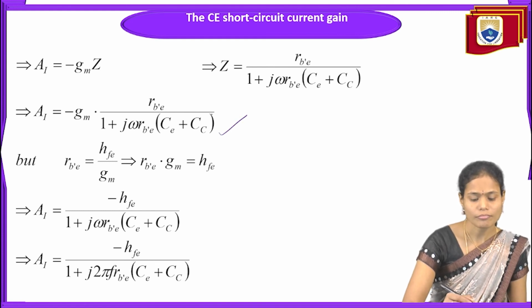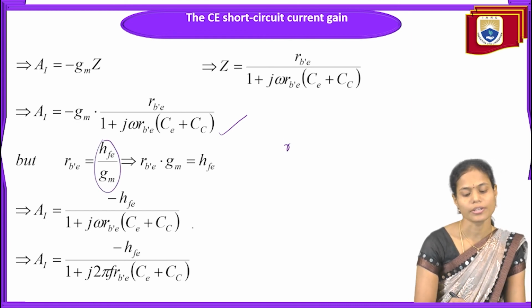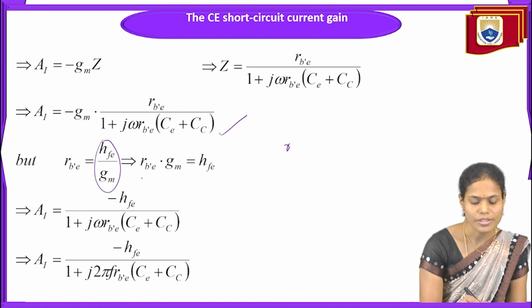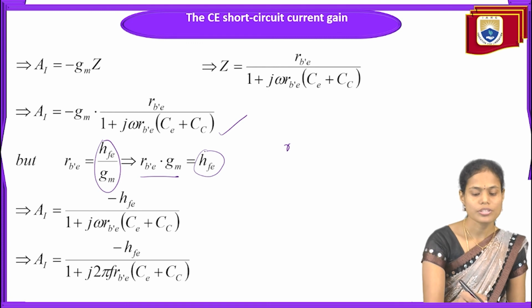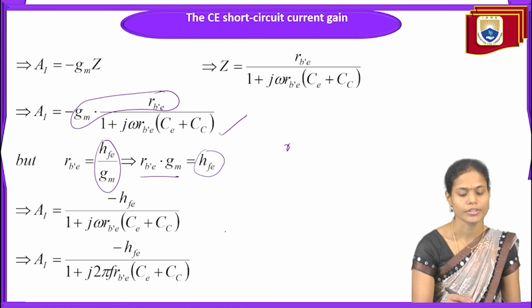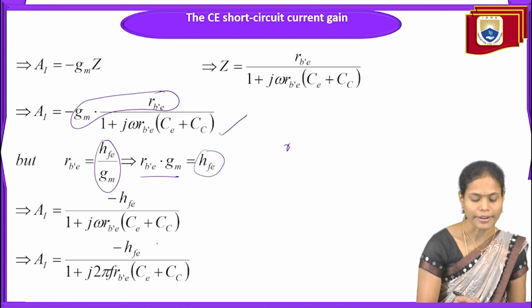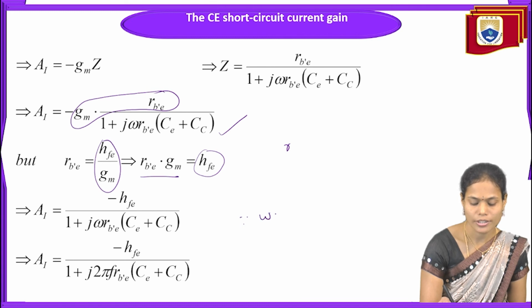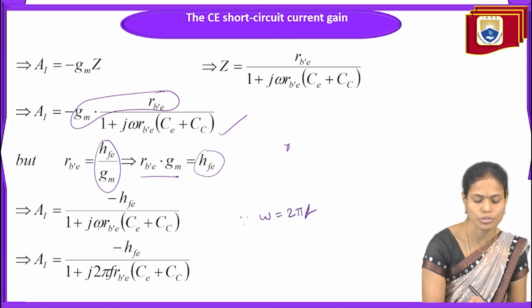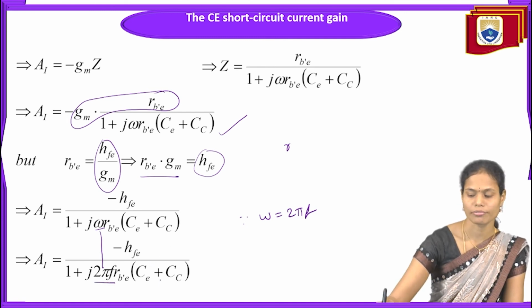So here the r_b'e value, we know, is hfe by gm. From this we can write r_b'e gm is nothing but hfe. So this r_b'e gm value I can replace with hfe. So here it is minus hfe divided by 1 plus j omega r_b'e (Ce plus Cc). And again, what's the value of omega here? 2 pi f. After substituting this omega value, we will get 2 pi f in the denominator.